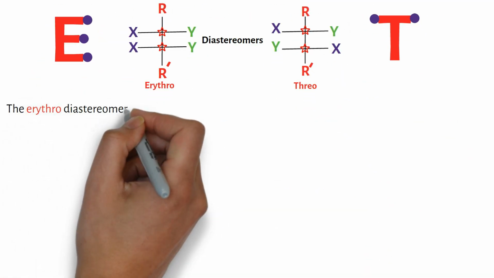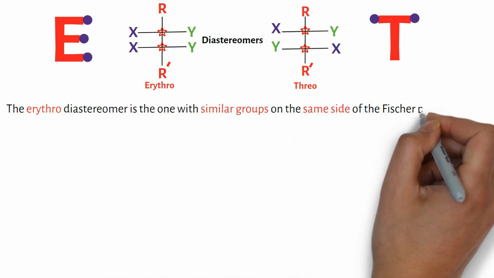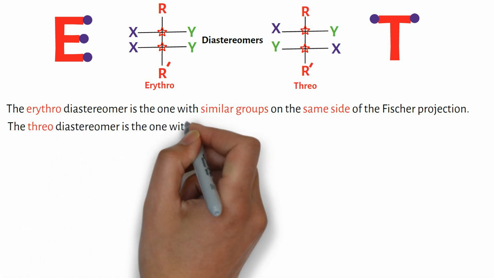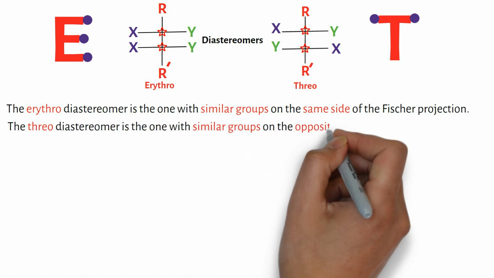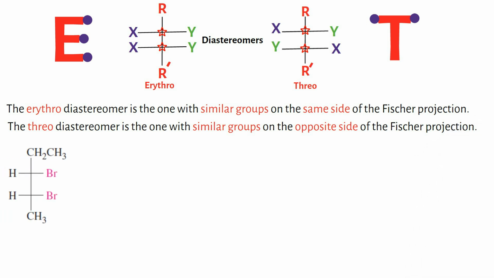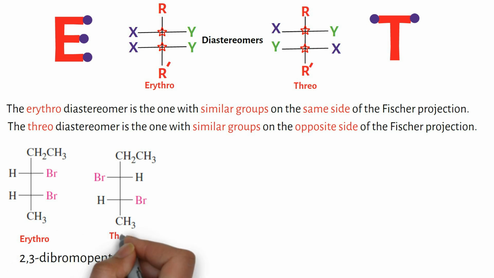Thus, the erythro diastereomer is the one with similar groups on the same side of the Fischer projection. And the threo diastereomer is the one with similar groups on opposite sides of the Fischer projection. Consider this molecule and its diastereomer. Both are named 2,3-dibromopentane. This one is erythro because similar groups are on the same side and this one is threo because similar groups are on opposite sides.